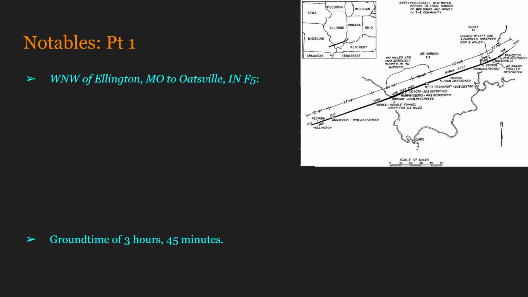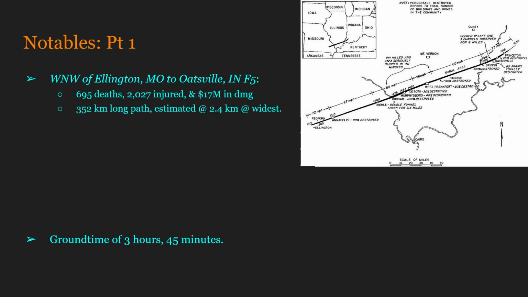With that, I have to get into the Tri-State tornado, of course. This tornado went from west-northwest of Ellington, Missouri, all the way to Oatesville, Indiana, and is estimated to be an F5. This tornado caused 695 deaths, just over 2,000 injuries, and caused most of the dollar amount in damage, at around $17 million in damage.